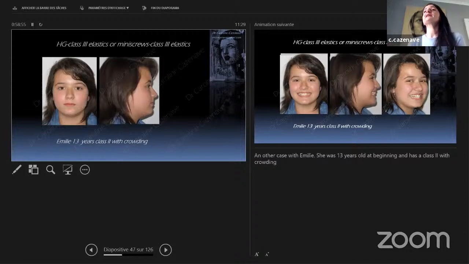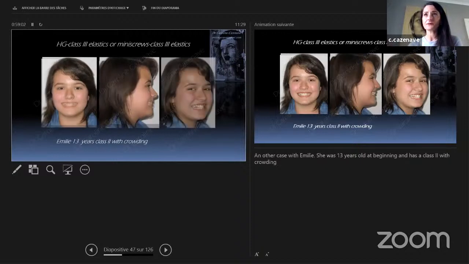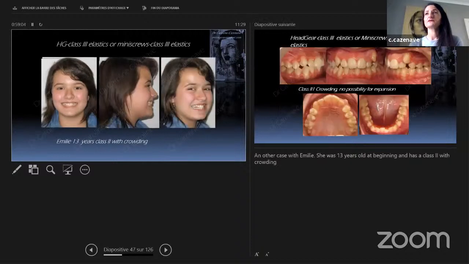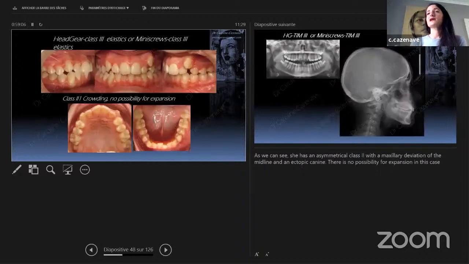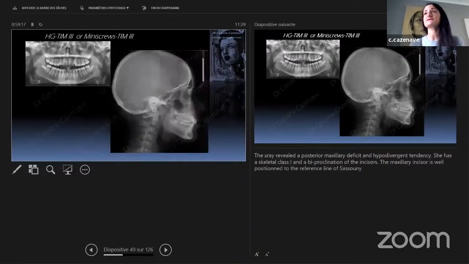Another case with Emily. She was 13 years old at the beginning and has a class 2 with crowding. As we can see, she has an asymmetrical class 2 with a maxillary deviation of the midline and an ectopic canine. There's no possibility for expansion in her case.